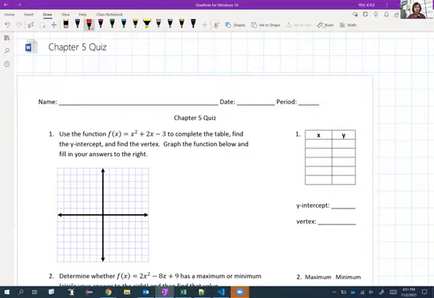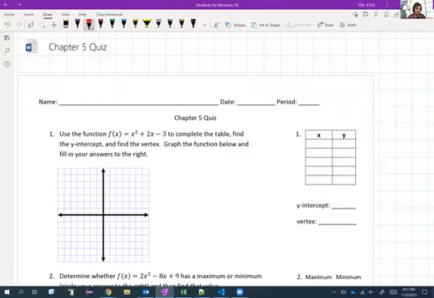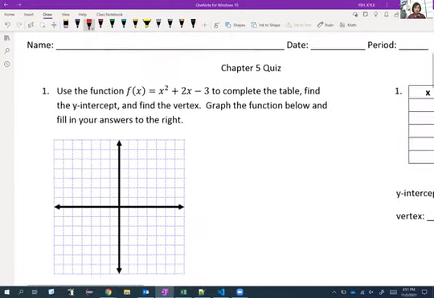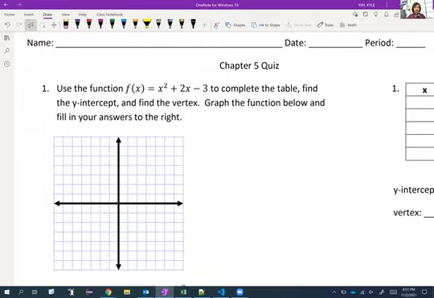this quiz. So problem number 1 was all about graphing the graph of a parabola, of a quadratic equation. It says, use the function shown to complete the table, find the y-intercept, and find the vertex. Graph the function below, fill in answers to the right. So whenever we are graphing a parabola, the first thing we want to start with is the axis of symmetry.